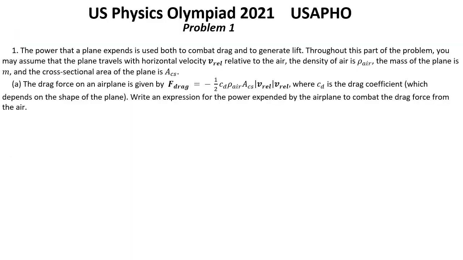Solution for problem 1, part 1. Question A. Solution for question A. Because we have by definition that power equals the dot product of force and velocity, we have power equal to 1/2 C_D rho_air A_CS multiplied by v_real to the power of 3. That was the solution for question A, part 1.